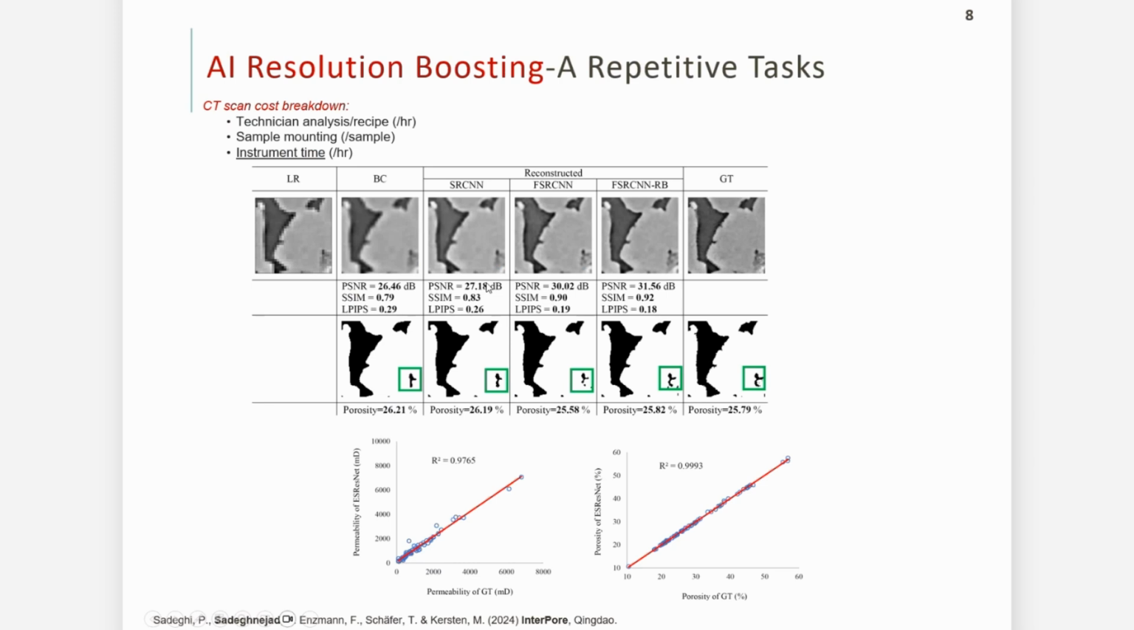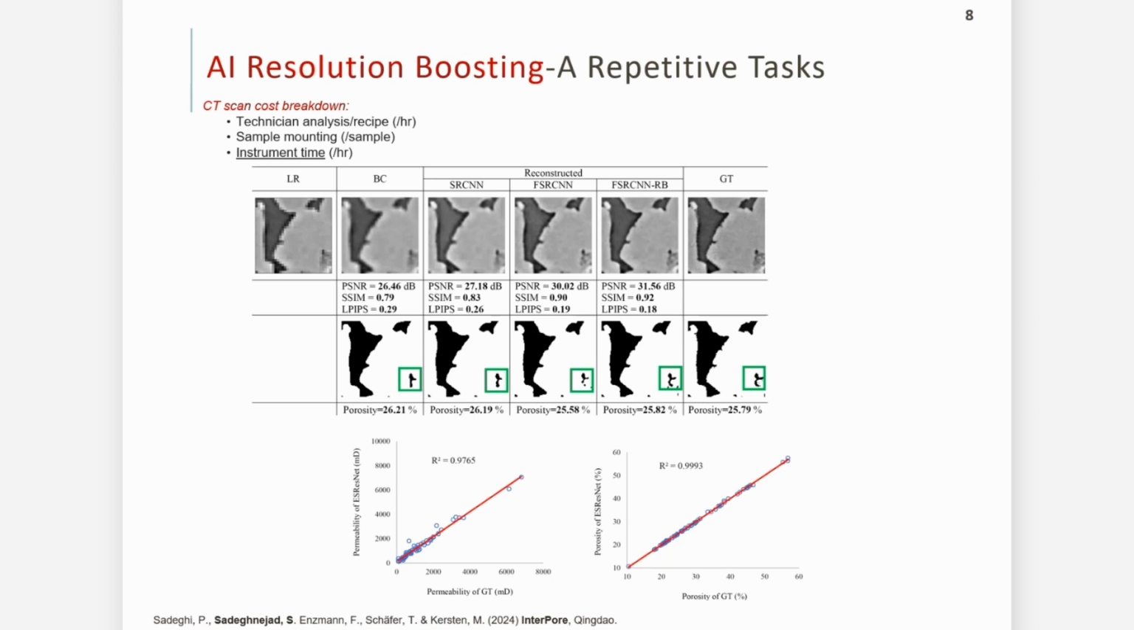The next example is AI applications. Mike yesterday showed us some resolution-boosting algorithms to increase the resolution of CT scan images. We did something similar here. We start with a low-resolution scan and a high-resolution scan, here marked as ground truth. And I remember from yesterday, there was a question about the scanning time. I can answer it right now.